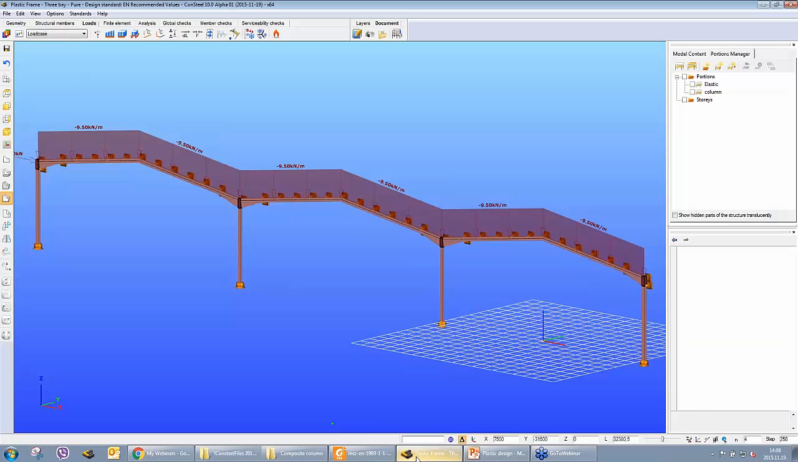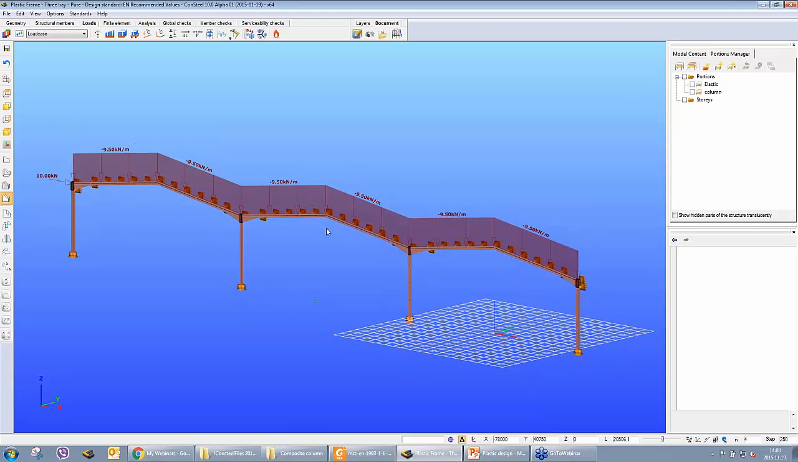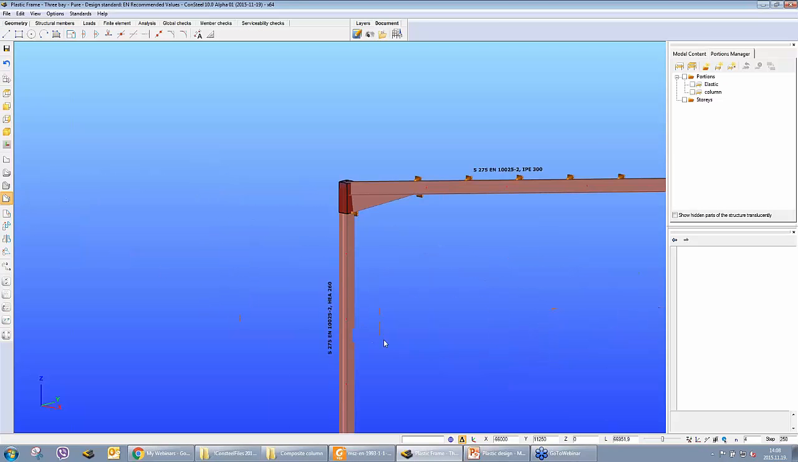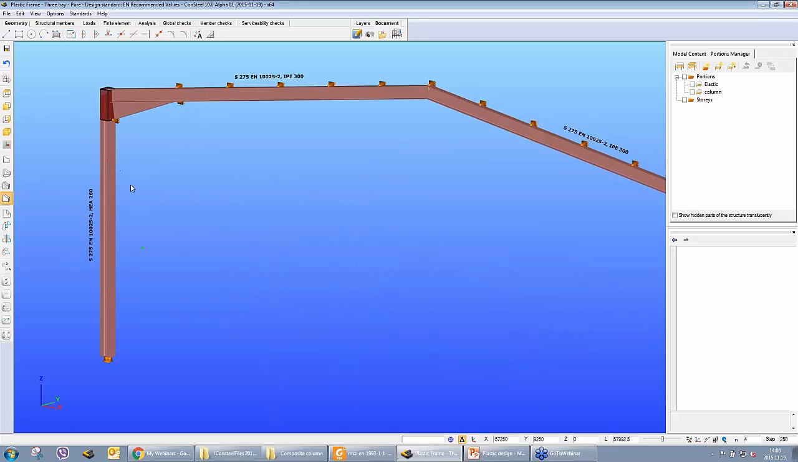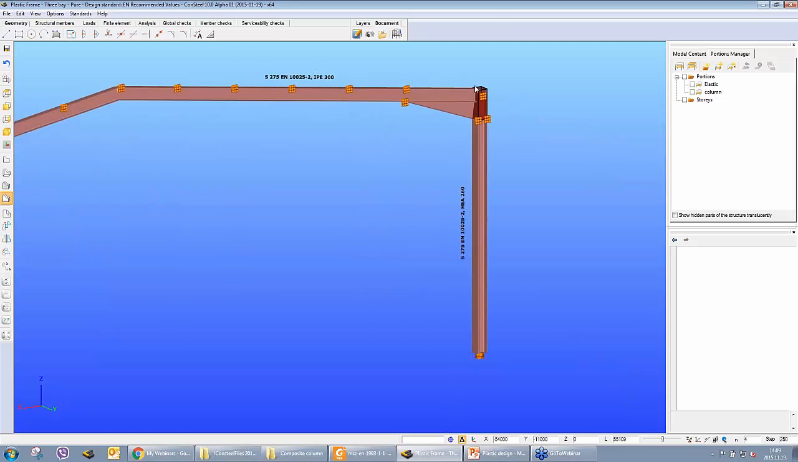So let me start the presentation with a framed model, a 2-bay hinged frame structure. The structure is composed of hot-rolled elements, HEA cross-sections for the columns and IPE cross-sections for the beams and haunches. And I applied the usual bracing configuration which is needed in ConSteel.